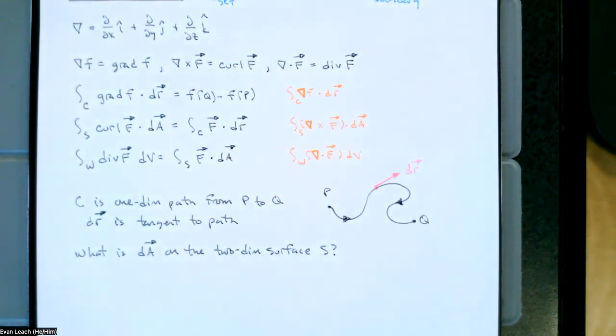When we were talking about line integrals, everything fit together. dr was just tangent to the path, because we want to know what the vector field is doing in that direction. How is the vector field affecting our path?